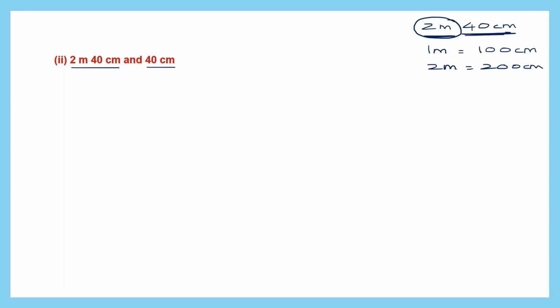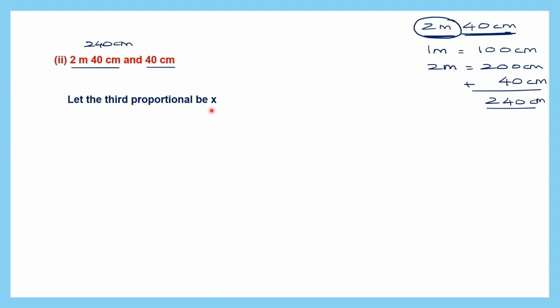Now what about 40 centimeters? It's already in centimeters, so we just have to add it up. So this becomes 200 plus 40 is 240 centimeters. So here we have 240 centimeters and here we have 40 centimeters. So we have the first quantity 240 centimeters, second quantity 40 centimeters, and we have been asked to find the third proportional. So let the third proportional be x.